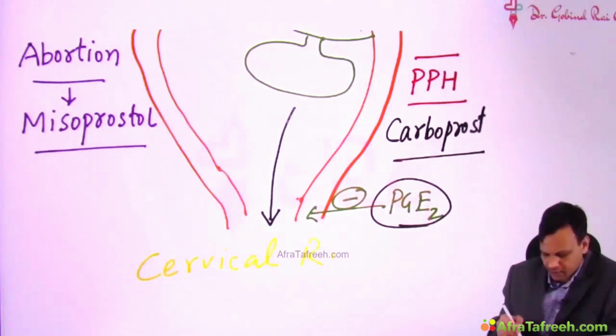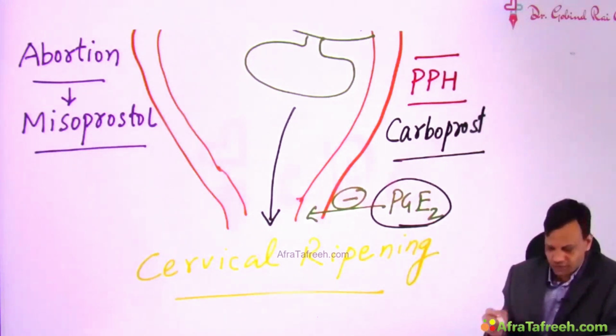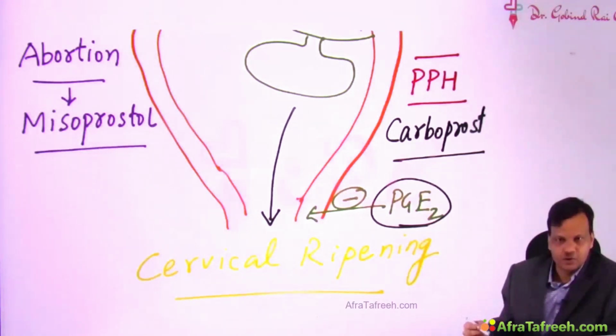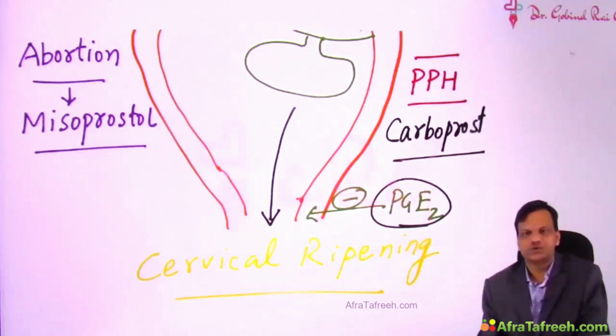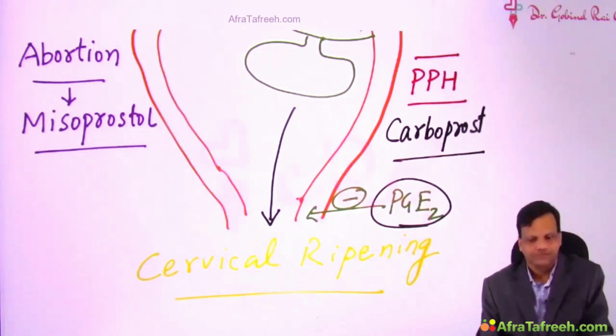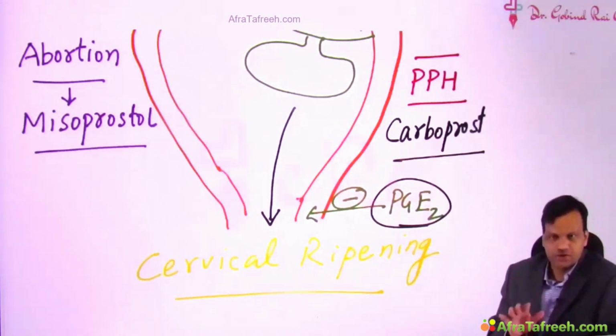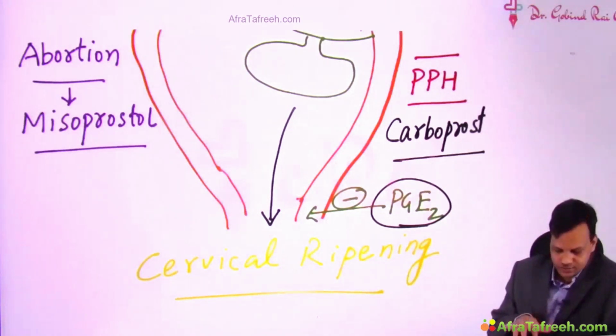So during the time of labor, if dilatation of the cervix is not much, we can use intravaginal misoprostol to dilate the lower segment. That means we can induce cervical ripening. So those are the uses of prostaglandins on the uterus.